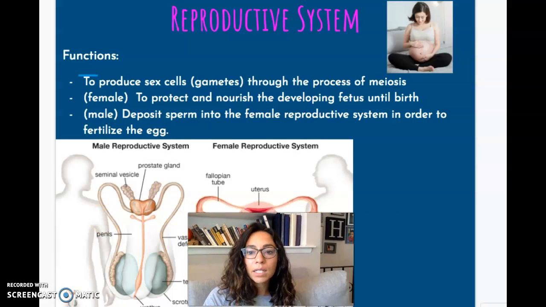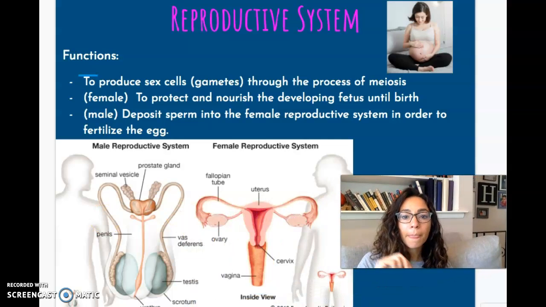And last but not least, the good old-fashioned reproductive system, different in males and females, but they both have a gonad gland. So in the males, the gland is the testes, female, the gland is the ovaries. The function is to produce sex cells through meiosis, right? Both of those glands do that. Female's job is to protect and nourish a developing fetus until birth. Right, here's the uterus here, which is right below the urinary bladder in females, and that's where the fetus develops. And male's job is to deposit the sperm into the female reproductive system in order to fertilize an egg.